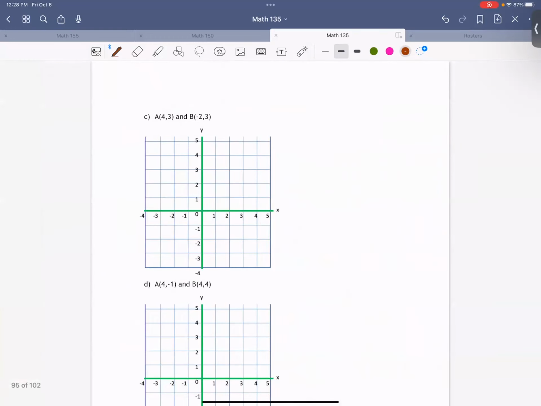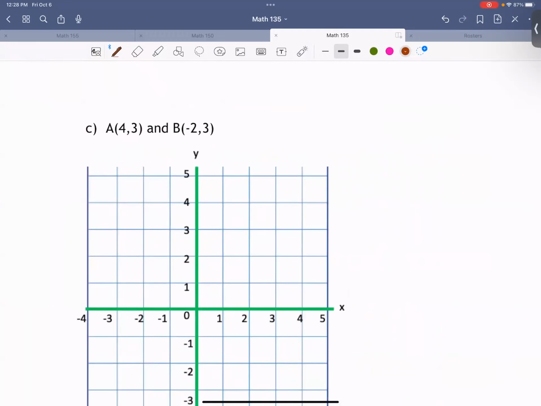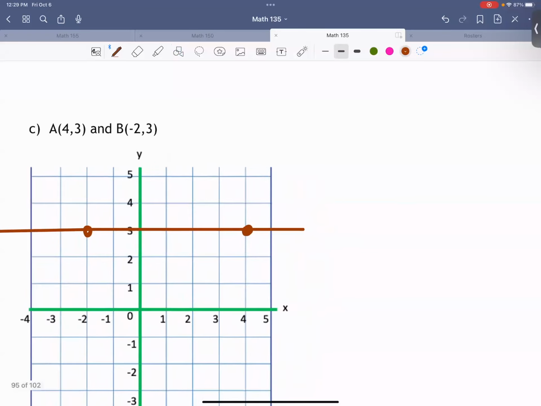If we flip the page over, we have 2 more points. We have 4, 3 right here. We have -2, 3 over here. If I draw my line straight through, let's do that. Oh, that did not turn out very well. Let's do that again. Okay, this is my line, and it's not increasing or decreasing, right? So definitely can't be a positive slope, definitely can't be a negative slope. Let's see what happens when we go and find the slope.